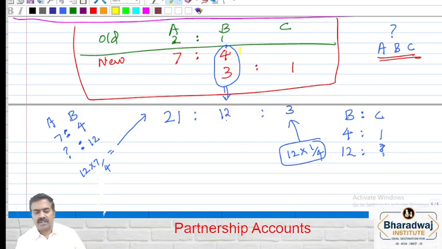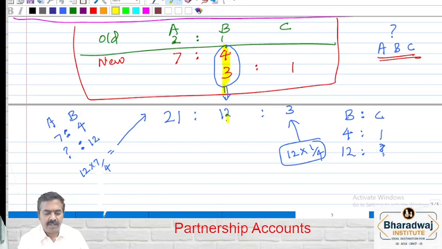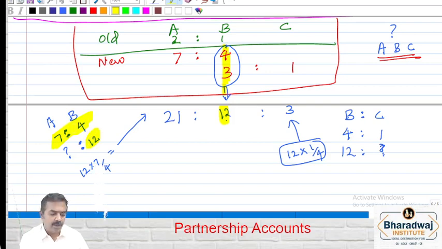Once again, I repeat, pay attention. Who's a common partner here? B. Taking LCM, how much do we get? 12. If A gets 7, B should get 4. So if B gets 12 rupees, how much for A? Cross multiply, how much do you get? 21. Same way, sorry, I made a mistake here. If B gets 3, C should get 1. So if B gets 12, how much should be for C? Into 1 by 3. 12 into 1 by 3, put it in now.